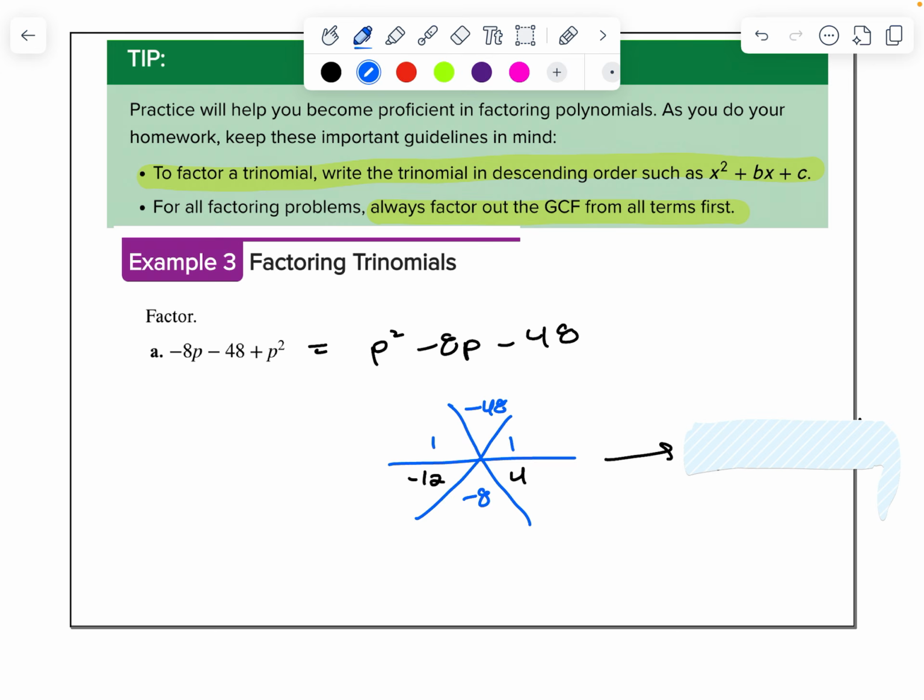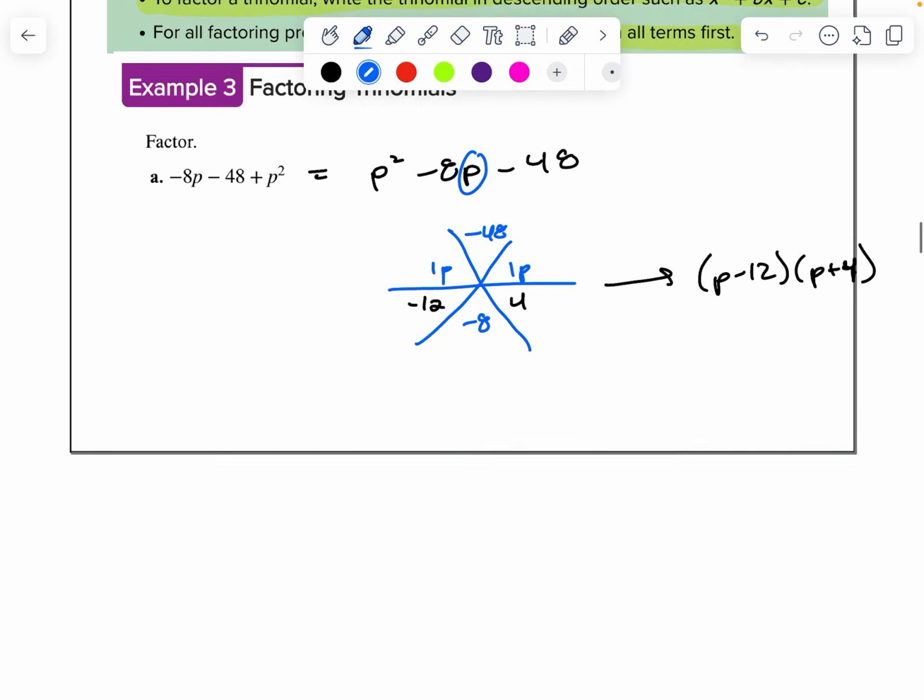This is what that should look like. The numbers that multiply to negative 48 and add to negative 8 are negative 12 and positive 4. And so the two factors we should have are p minus 12 and p plus 4. Remember, taking the middle exponent there. I'm sorry, the middle variable there.